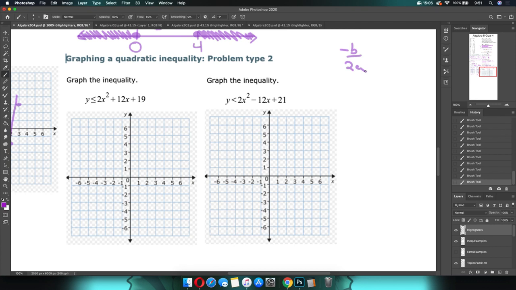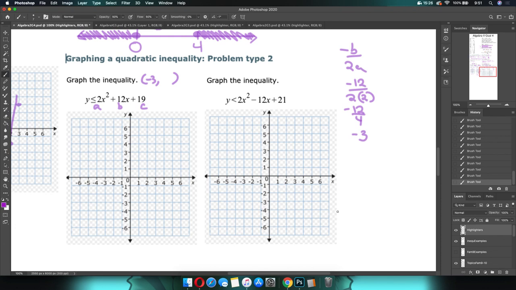Oh yeah. So let's see here, label these. That's A, B, and C. So it's opposite B, so negative 12 over 2 times A, and what's our A? 2. So negative 12 over 4, which is negative 3. So my vertex here is going to be negative 3 comma something. Now we got to figure out the something.